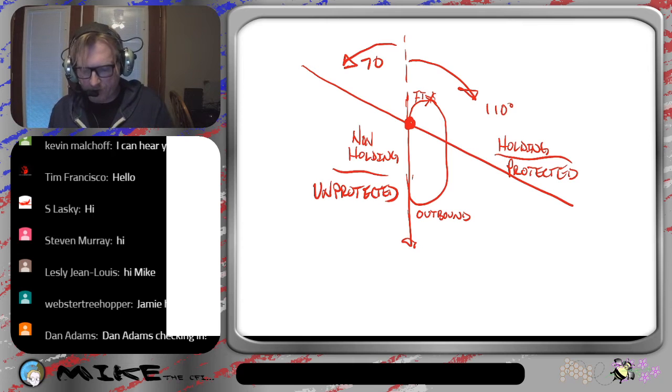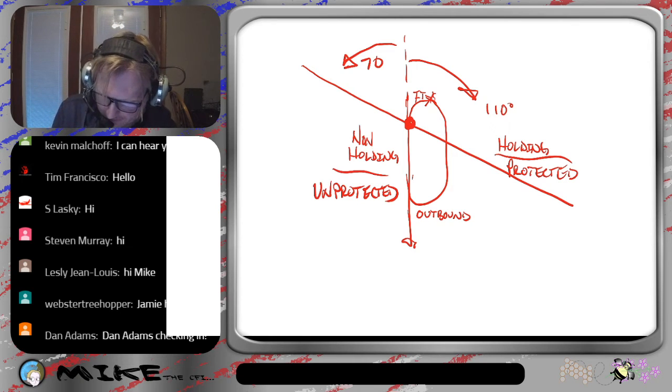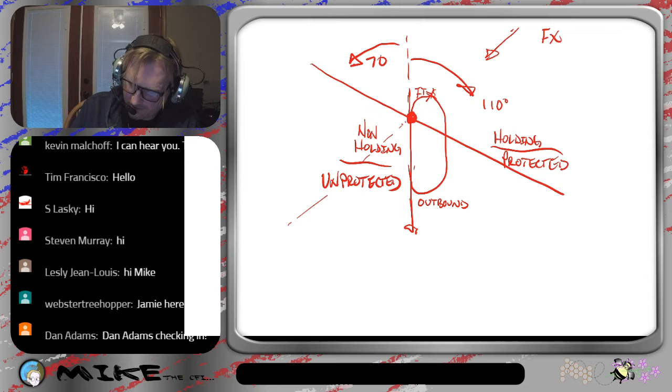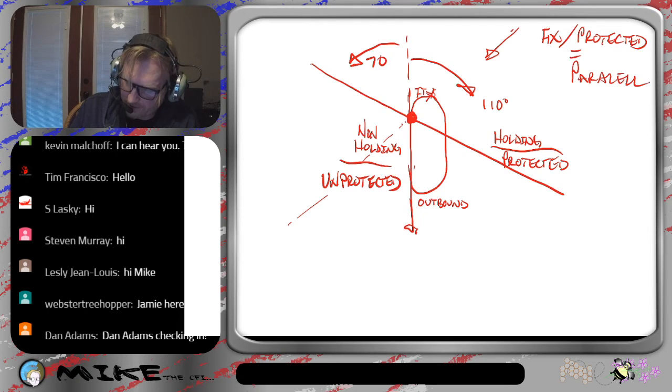Now, some different rules of thumb. If you know you're approaching the fix on a 240 course to the station, which means that you're technically coming from this direction, then we're coming from the fix end protected side. And if you remember the letter P, whenever you're coming in from the fix end protected side, we're generally going to be doing a parallel entry.